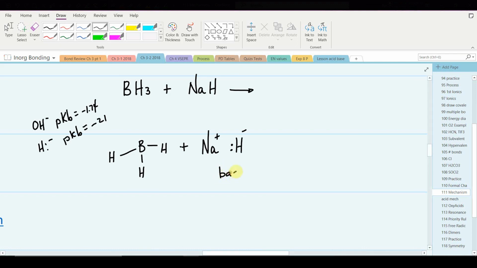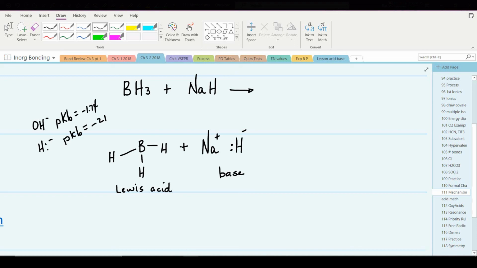Now BH3 doesn't look like an acid per se. It doesn't really donate any hydrogen ions, but it is an electron pair acceptor. It's a Lewis acid. Now why would it accept a pair of electrons? How many electrons are in the valence shell? Only 6. It only has 3 bonds. It's got an empty orbital, and that makes it a good candidate to accept a pair of electrons.